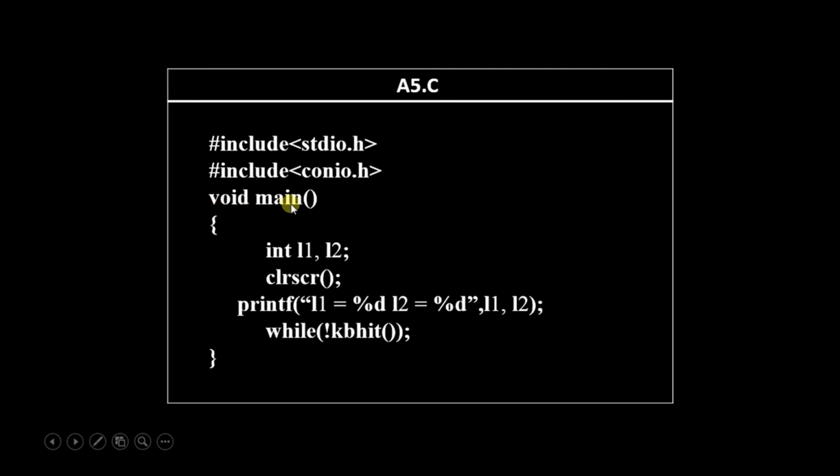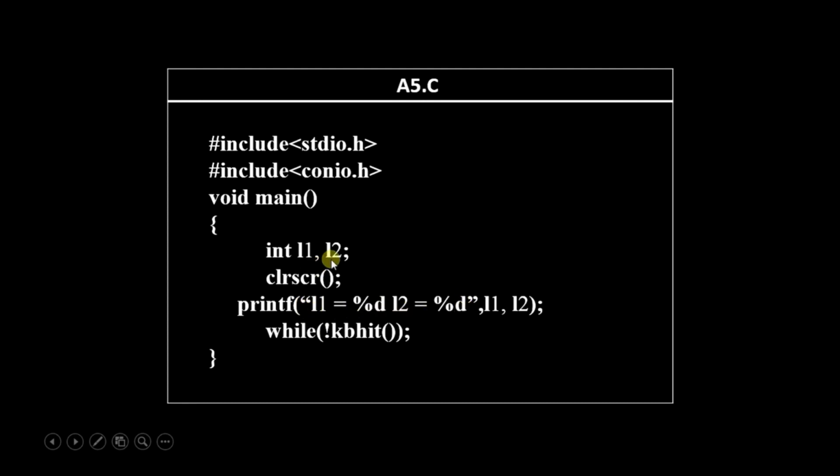After that, I have used the main function, whose return type is void. After that, I have opened the curly braces, and in that I have used two variables whose data type is int. So I have declared I1 and I2 variables whose data type is integer. After that, I have used the clrscr function, whose work is to clear the screen. After that, I have used the printf function, whose work is to print on the screen whatever I have given within the double quotes.